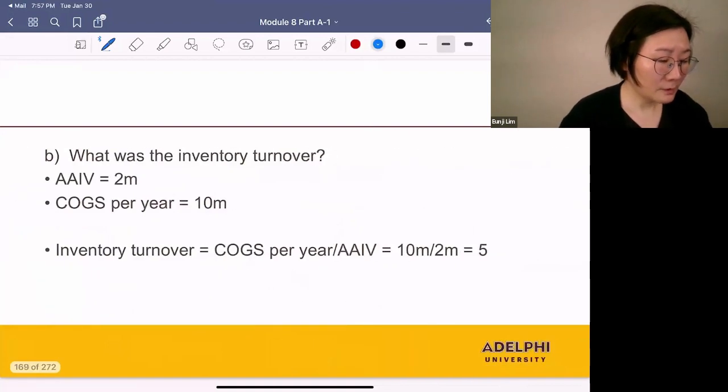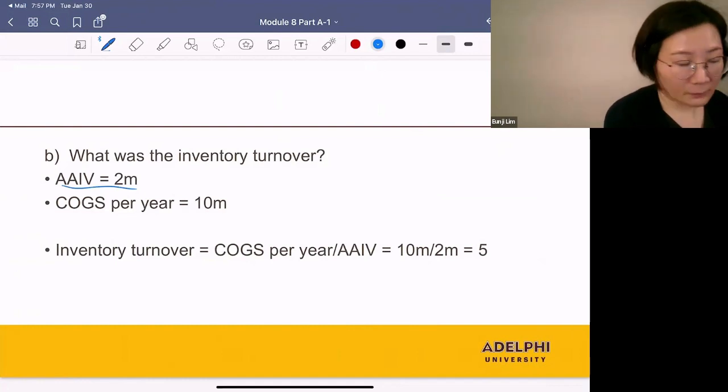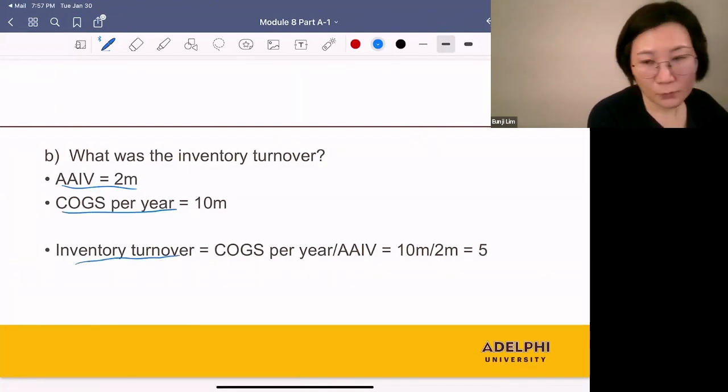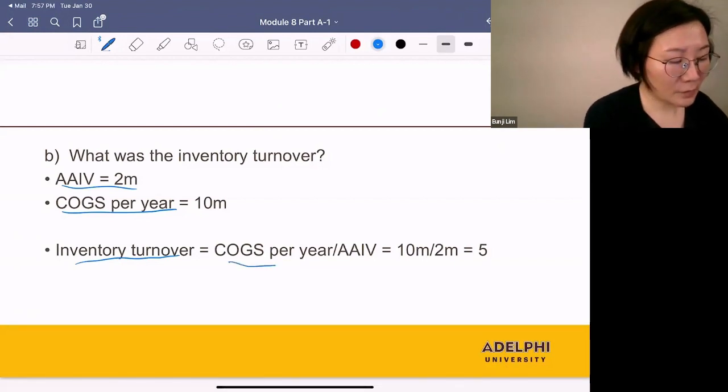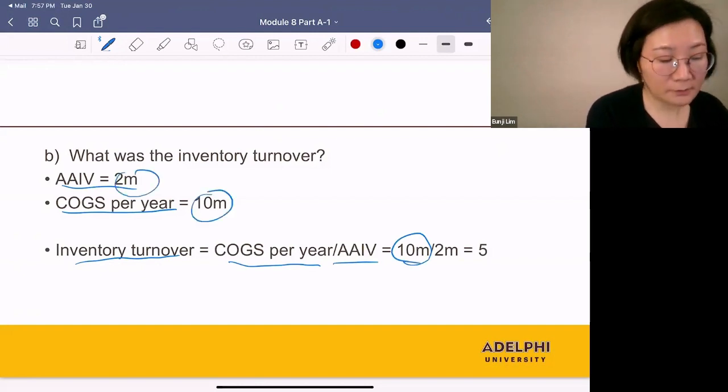B, what was the inventory turnover? We know what AAIV is, and we know what COGS per year is, and we can use the formula for inventory turnover. That's COGS per year over AAIV, which is 10 million divided by 2 million, which is 5.